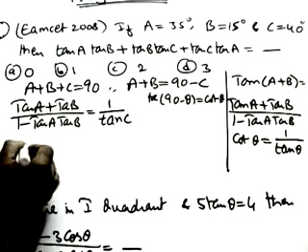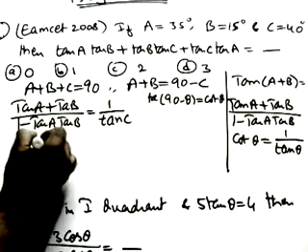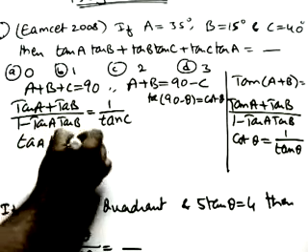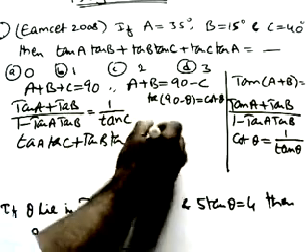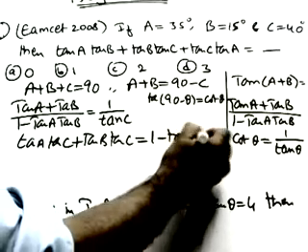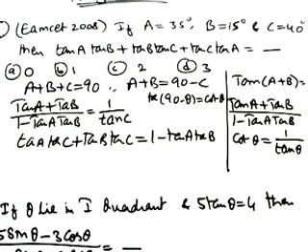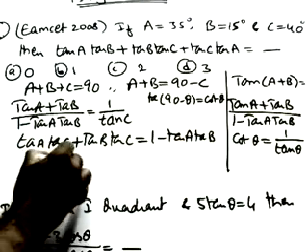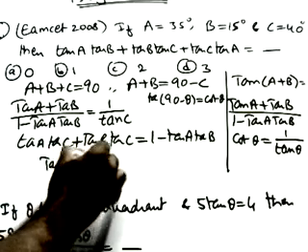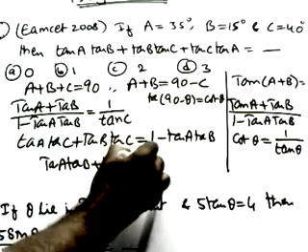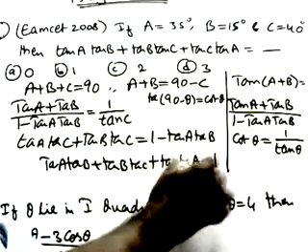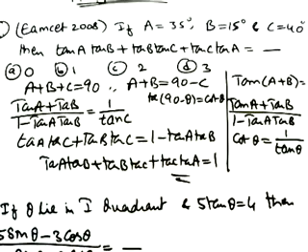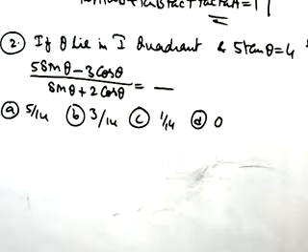Now you cross multiply, you'll get the answer. You cross multiply here, it will become tan A tan C plus tan B tan C equals to 1 minus tan A tan B. Now bring this here, you write otherwise. So this will be tan A tan B plus tan B tan C plus tan C tan A equals to 1. So this is the required answer. Now you see the next question.